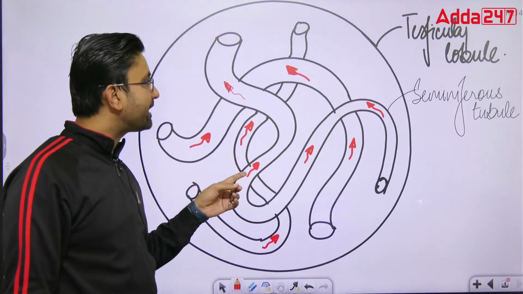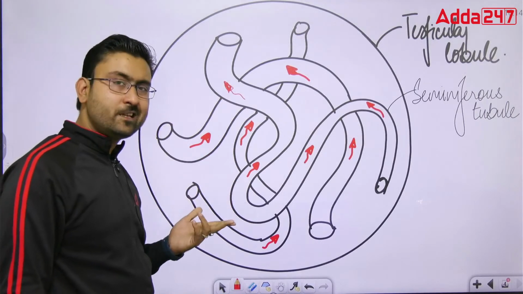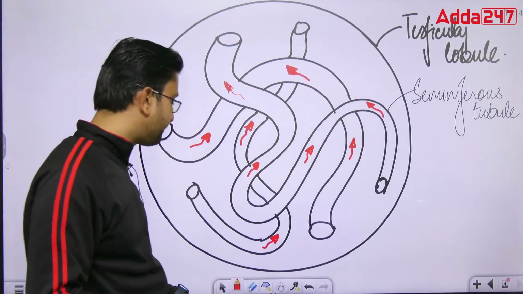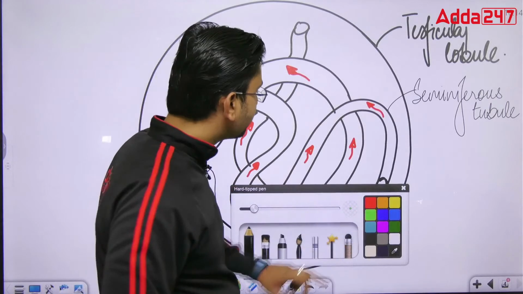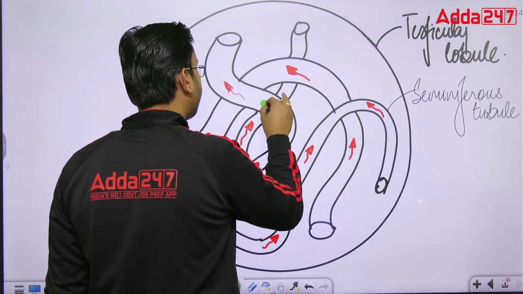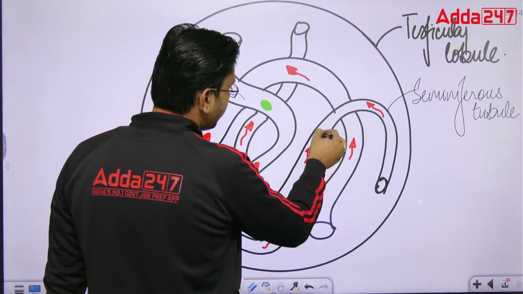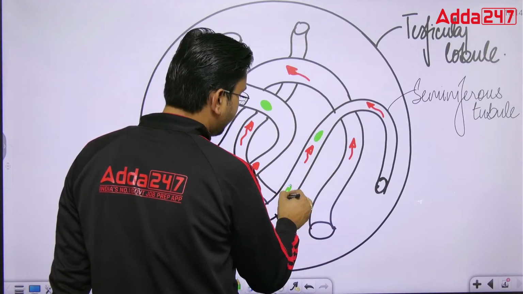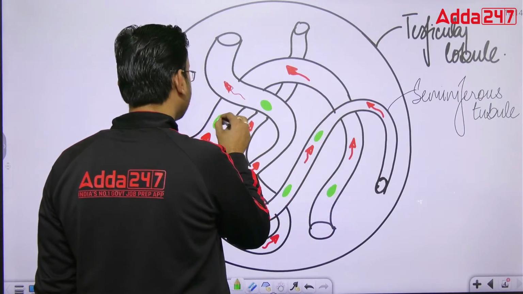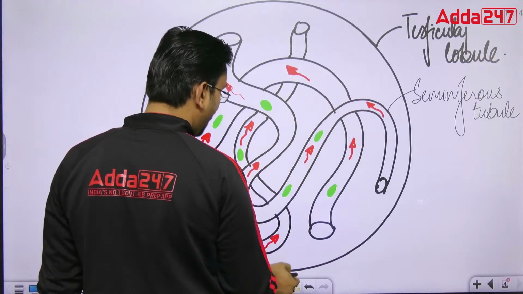Apparently, this spermatozoa also needs nutrition for its survival. So, from where is the nutrition coming? कहाँ से वो पोषण मिल रही है? तो within this seminiferous tubules, we have Sertoli cells which give nutrition to this developing spermatozoons. तो ये जो spermatozoon बन रहा है, इसको पोषण देने वाली कुछ कोशिकाएं मौजूद होती हैं seminiferous tubules के अंतर्गत, which provide nutrition to this developing spermatozoon.